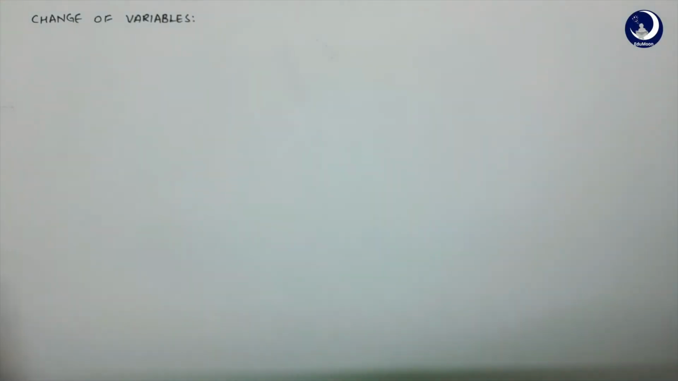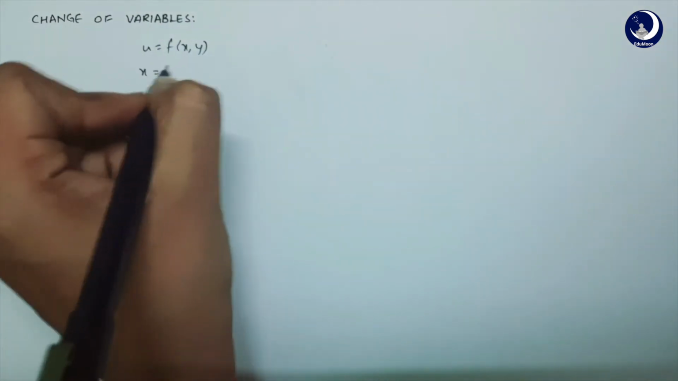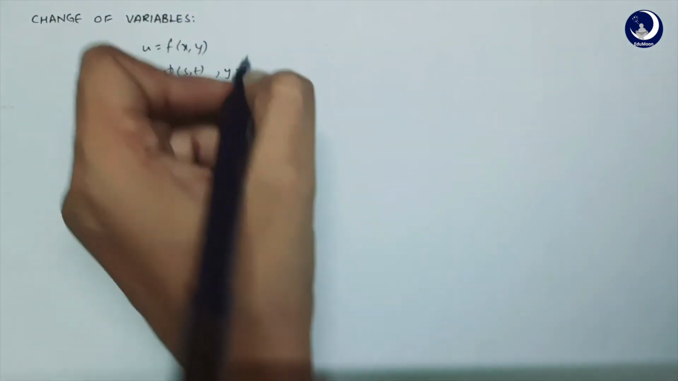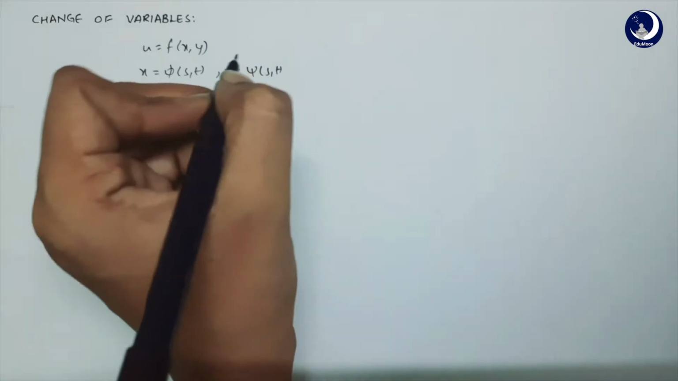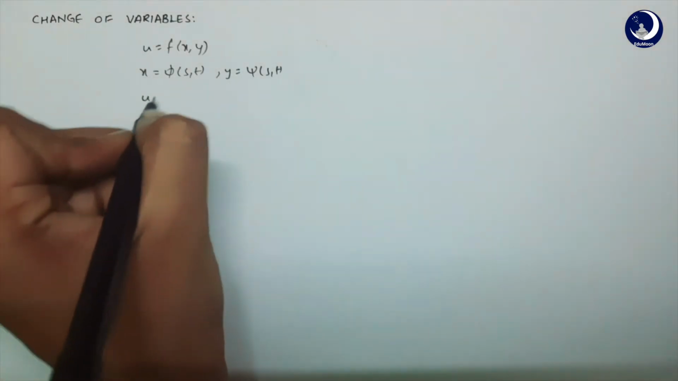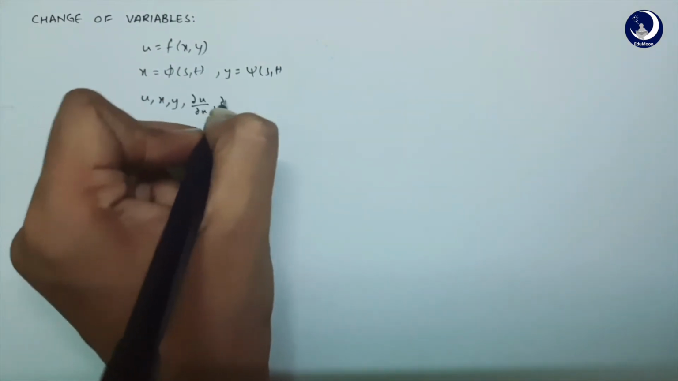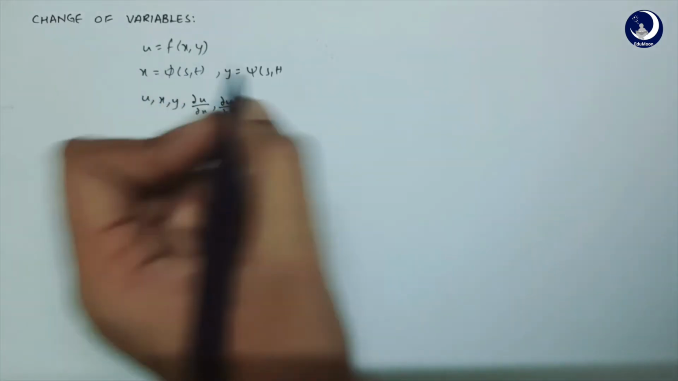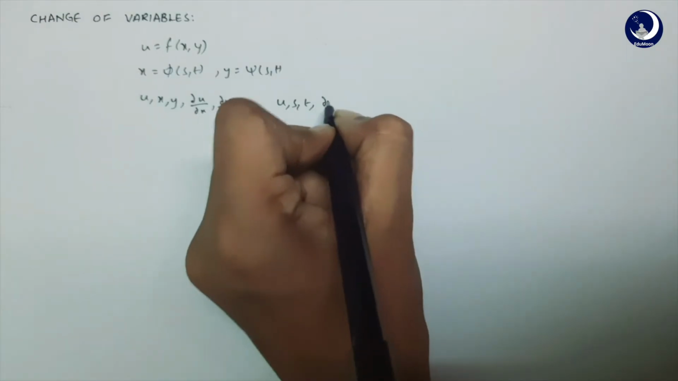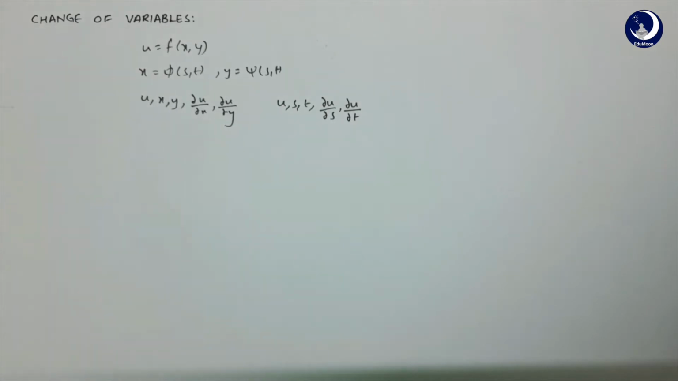Let's say we have a function u equals f of x comma y, where x is a function of s and t, and y is also a function of s and t. And very often we need to change the expressions containing the terms x, y, ∂u/∂x, and ∂u/∂y to expressions involving the terms u, s, t, ∂u/∂s, and ∂u/∂t. For this change of variables, we need a formula.